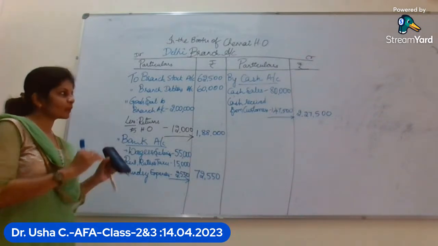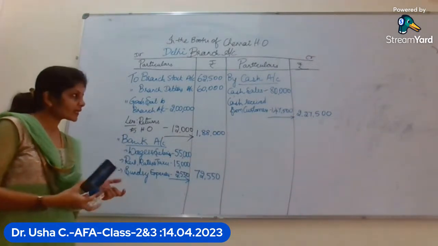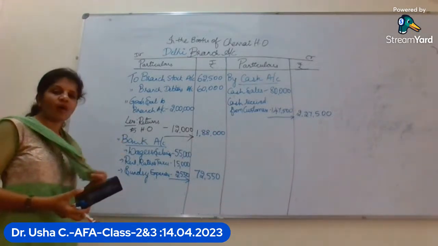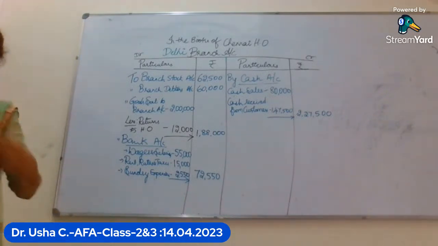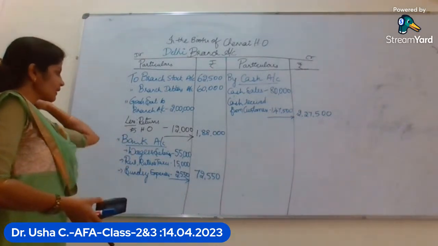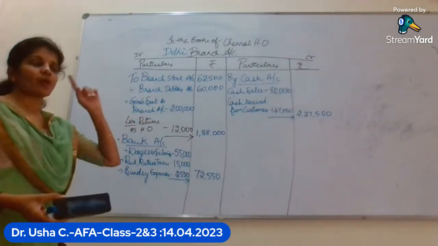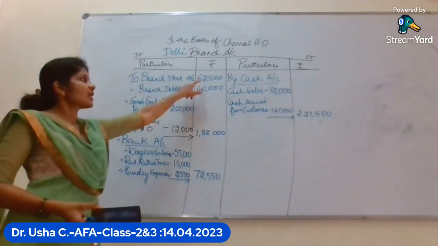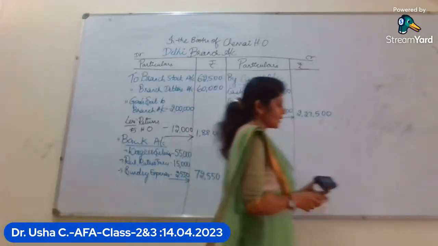But before going for making an entry for the closing assets, let us make an adjustment of profit, that is, goods sent to head office at a profit. Let us make that as an adjustment here. The first one is for the opening stock, that is to branch stock account, 62,500 is given. Students, look here.